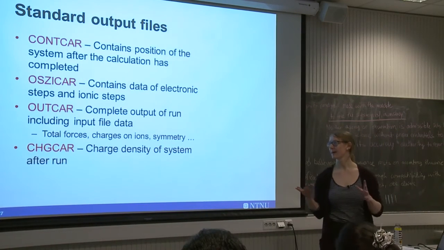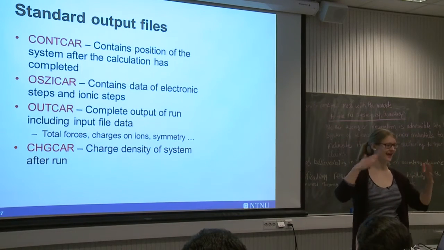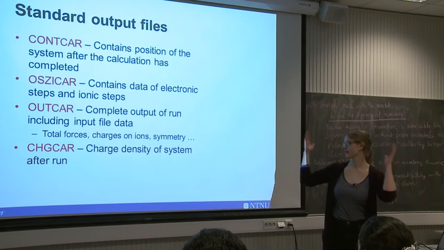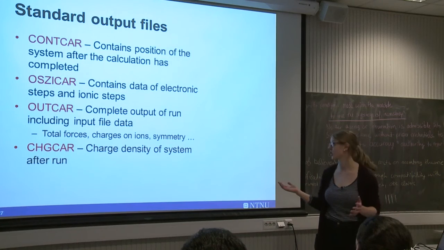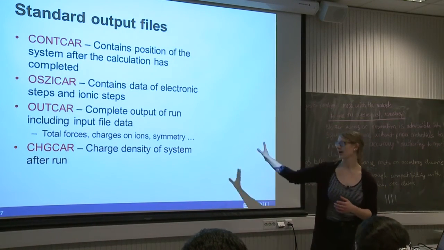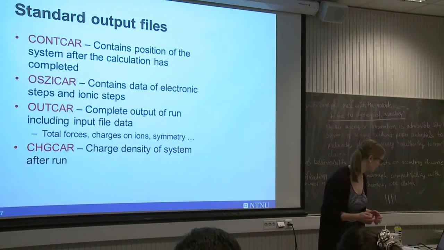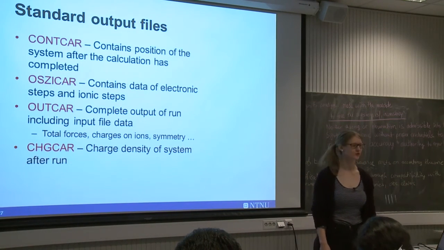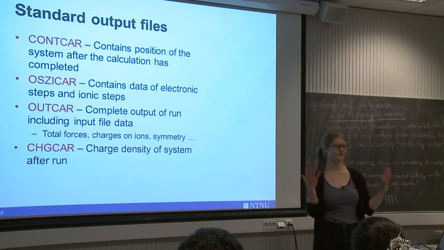OSZICAR file, one of the more important ones. It contains all your electronic and ionic steps. I'll show you this afterwards. And you have an OUTCAR file, which is just like complete output. So you go there if you want to see how the forces are, charges on ions, symmetry, etc., etc. And then you also get out a CHGCAR. There's a lot of things you can get out, so I can't state them all until you actually start doing these calculations yourself, but you get some sort of idea of what you put in and what you can get out, right?